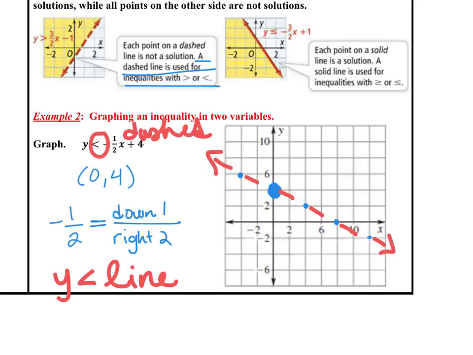Right, y values get smaller going down, and so what we do is we shade this in. I'm going to use a highlighter. That'll be fun. Oh, it didn't work out like I wanted to. Whatever. I'm shading everything below that line.